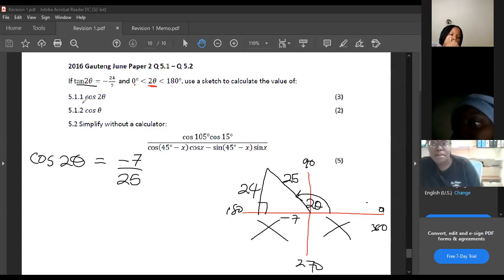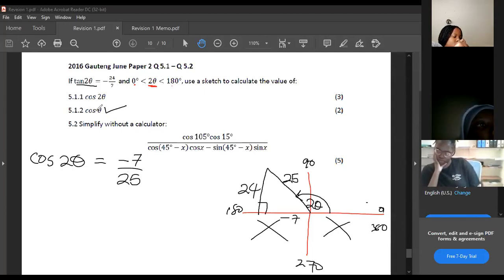But look at this one now. We have run out of time, but let's just finish up. Look at this one, it's saying cos theta. Now you have to think, how can I pull out cos theta here? The only identity that can give me cos theta straight is the one for cos 2 theta. I consider now this is an identity.